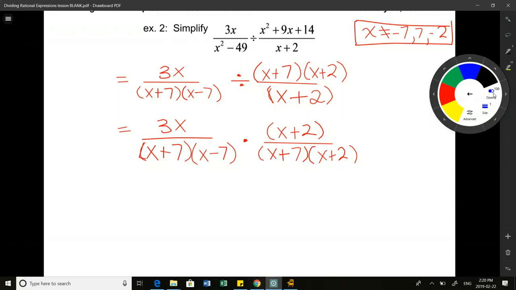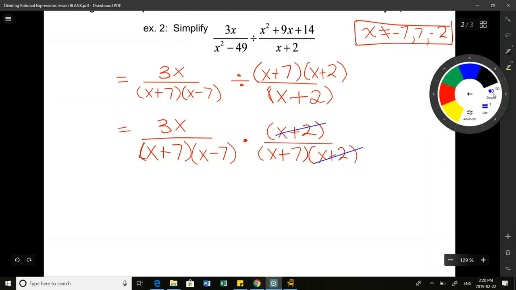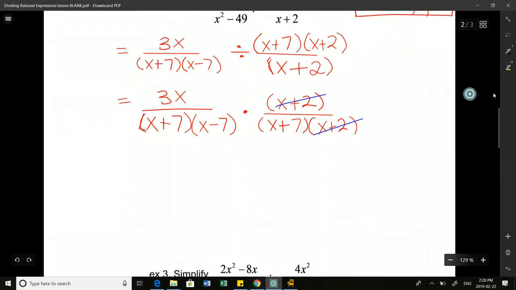So remember we must cancel a bottom with a top. So I think we can cancel the x plus 2's. So is that a bottom with a top? Sorry, no. Okay, so is there anything else then? There's actually nothing else that we can cancel. So that might happen sometimes where you can cancel maybe one thing.